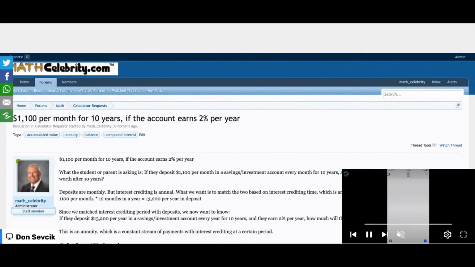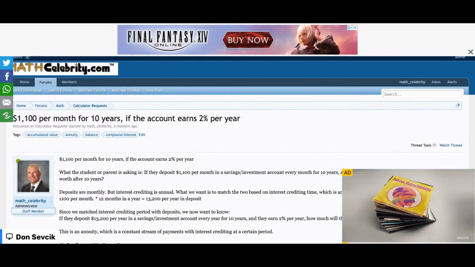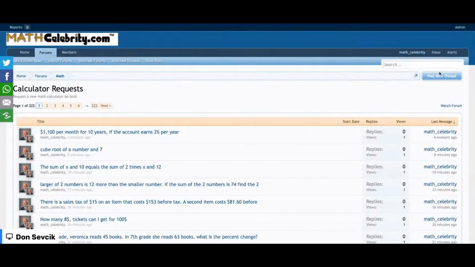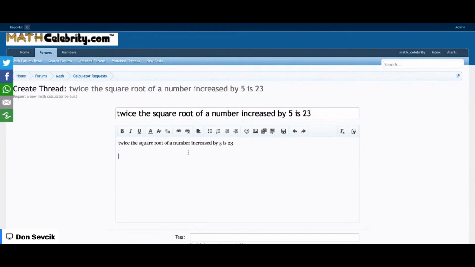All right, 2 more. Then we can sign off for the day. Twice the square root of a number increased by 5 is 23. The phrase, and you've probably seen this now, a number means an arbitrary variable. Let's call it X. I'm going to jump over here and just see if anybody's in the chat. Okay, good. We're good. All right.